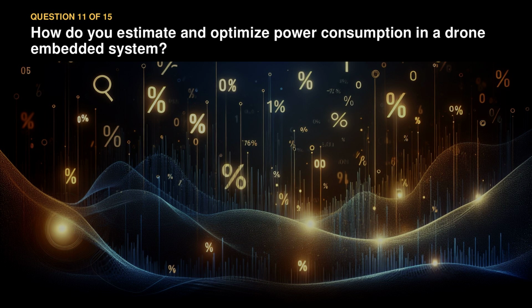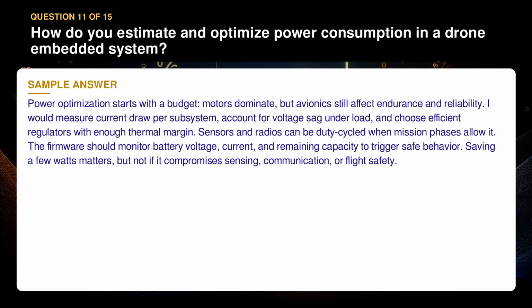Question 11. How do you estimate and optimize power consumption in a drone embedded system? Power optimization starts with a budget. Motors dominate, but avionics still affect endurance and reliability. I would measure current draw per subsystem, account for voltage sag under load, and choose efficient regulators with enough thermal margin. Sensors and radios can be duty cycled when mission phases allow it. The firmware should monitor battery voltage, current, and remaining capacity to trigger safe behavior. Saving a few watts matters, but not if it compromises sensing, communication, or flight safety.